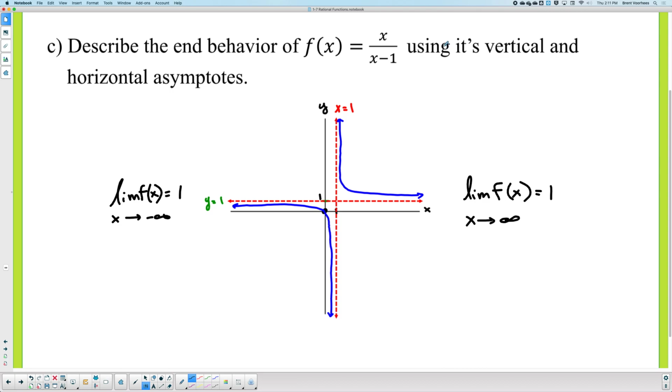Here's a typo. I should have said describe the end behavior using its horizontal asymptote. That's all I needed to say, not the vertical. You would just use the horizontal asymptote. And there it is.